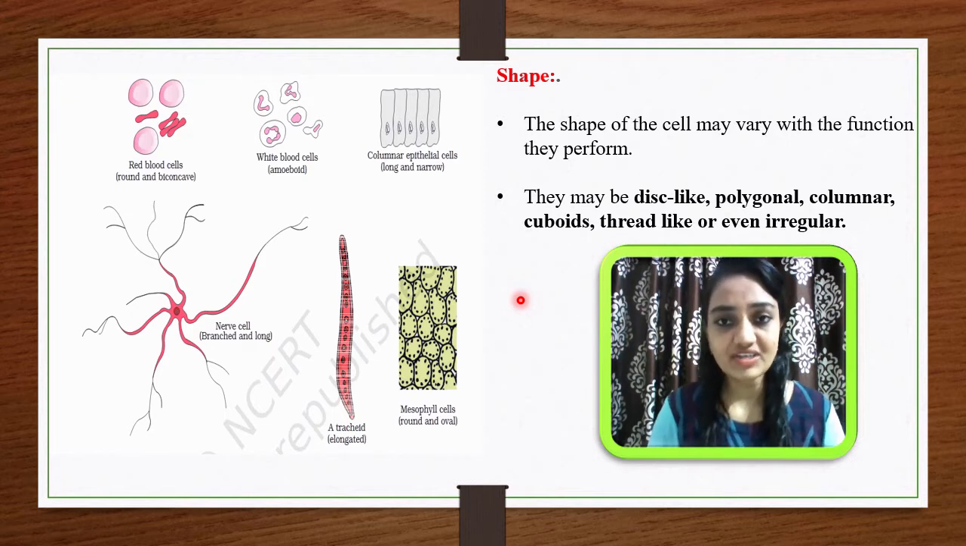After discussing sizes of cells, let me discuss the shape of cells. The shape of the cell may vary with the function they perform. Means the shape of the cell depends on the function they will perform. They may be disc-like. Here you can see RBCs, red blood cells, are disc-like in shape. Then polygonal cells. Then columnar cells, here you can see columnar epithelial cells. Then cuboidal cells; here it is not indicated, but some cells are cuboidal. Thread-like cells, here you can see thread-like cells. Then irregular, this is a nerve cell, and this is an irregular cell. So many types of shapes are present in our body.